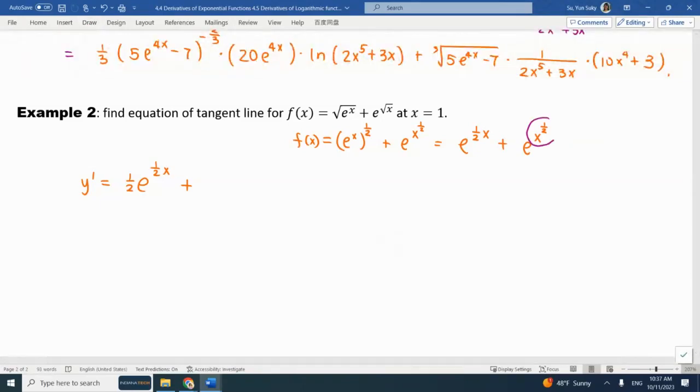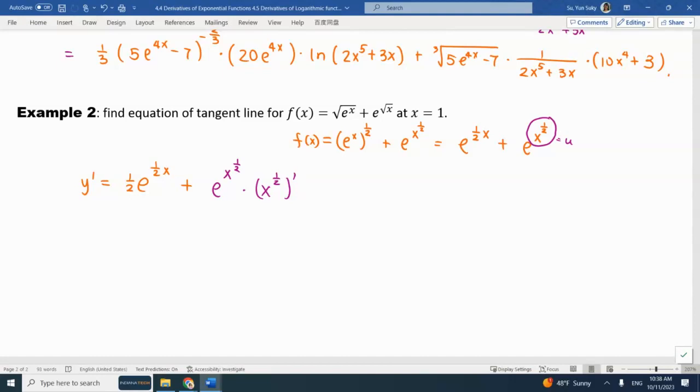Do you see the second term? We actually need to use chain rule because this is not x. It's x to the 1/2, right? So what is the chain rule? e to the u derivative is e to the u times u prime. Yes. So a typical mistake is students will put the u prime here. No, u prime is always at the end by itself. You multiply the u prime at the end.